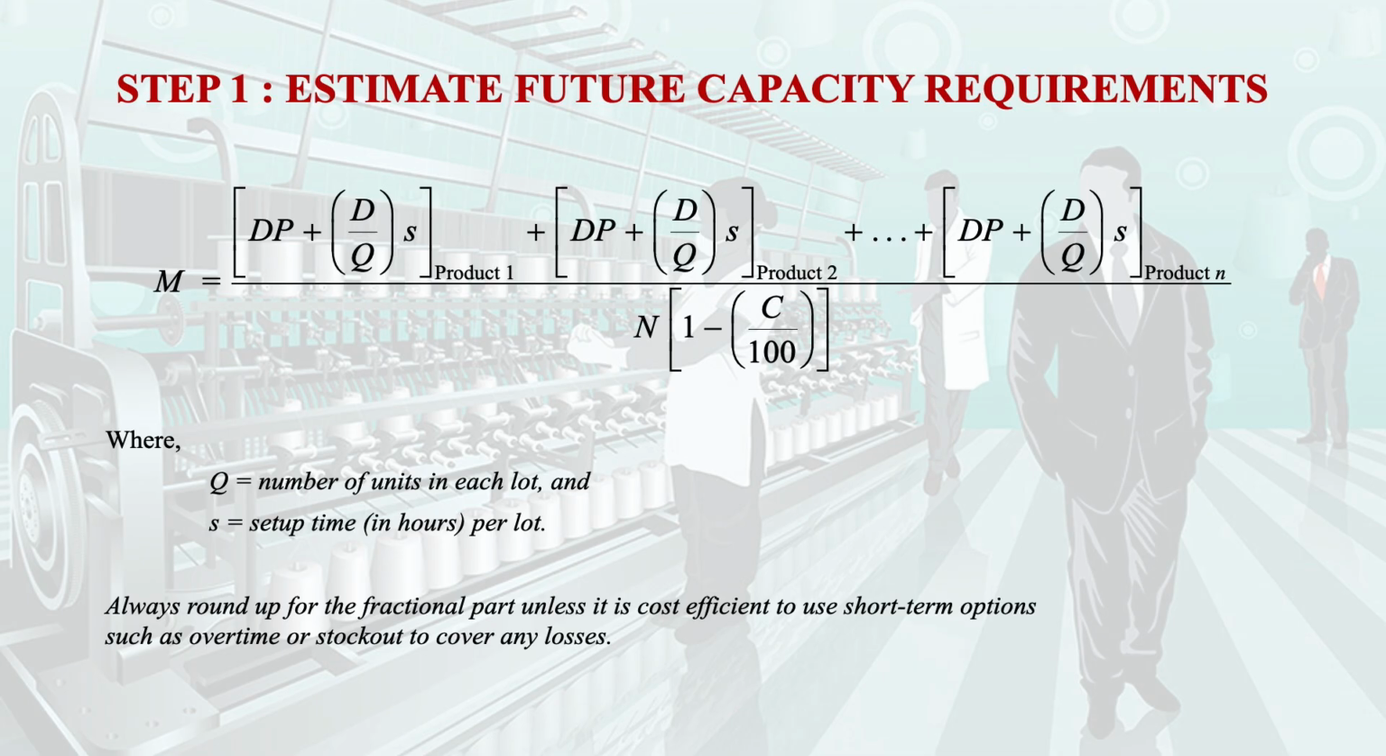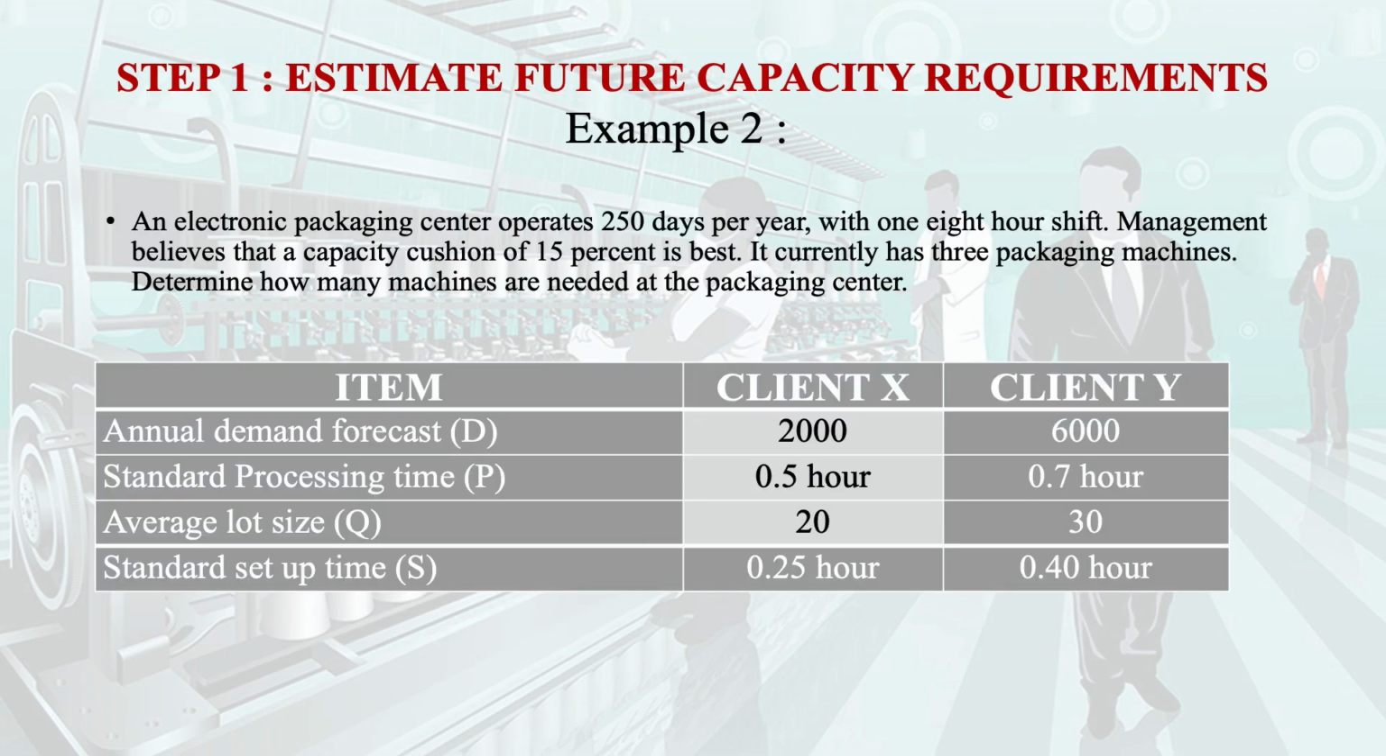Here we are giving you one example about an electronic packaging center that operates 250 days per year with one 8-hour shift. The management believes that a capacity cushion of 15% is best. It currently has 3 packaging machines. Determine how many machines are needed at the packaging center.